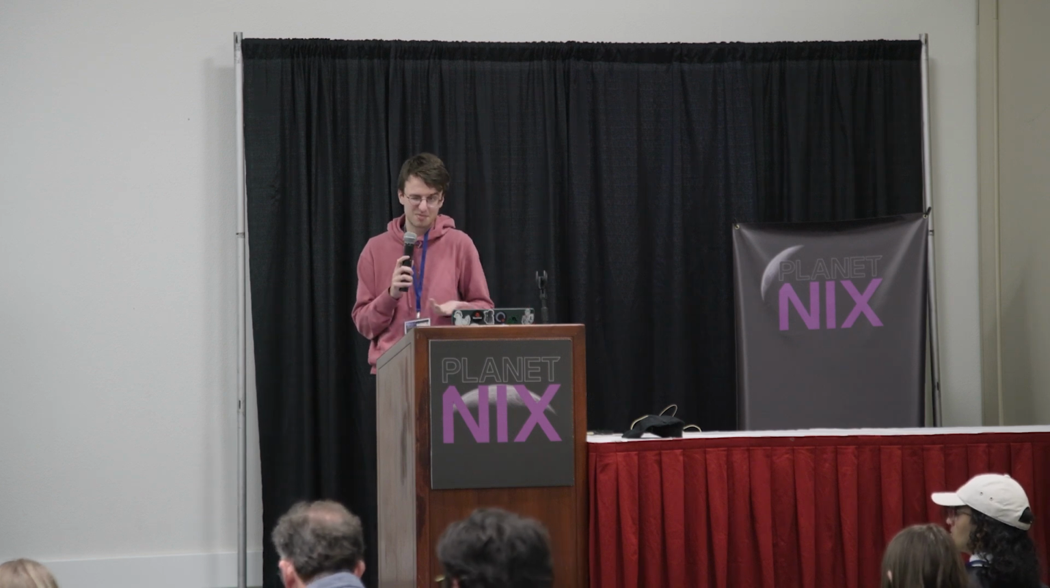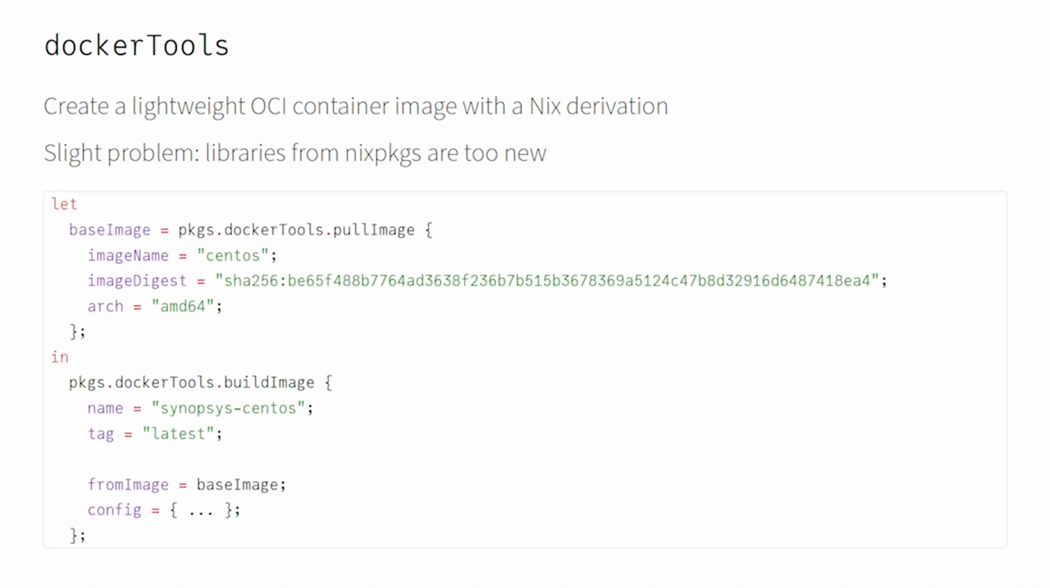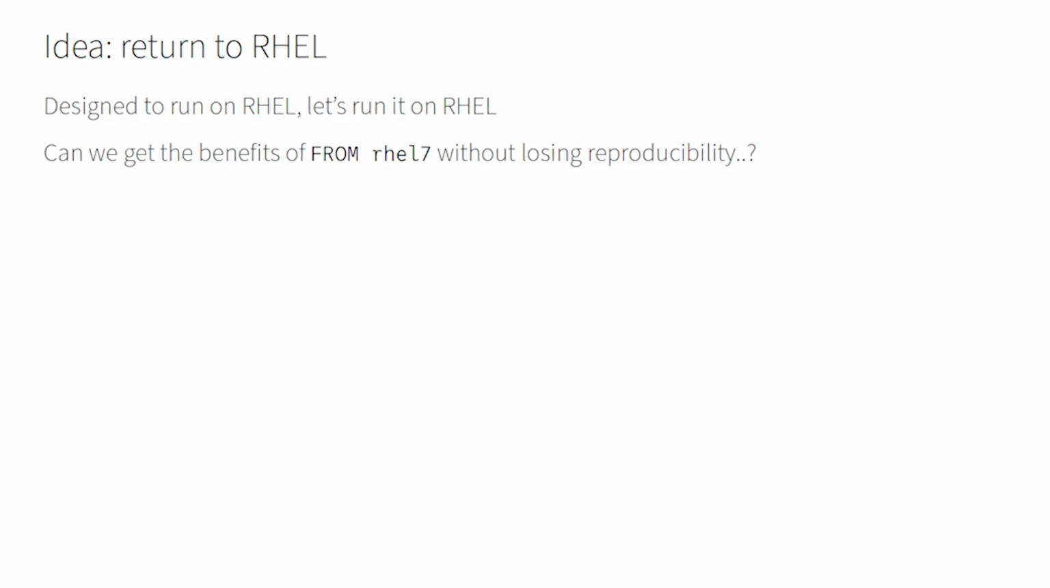So the kind of maybe obvious next step in logic is, okay, let's use Docker. We don't need full virtualization. We don't need a VM. I'm alluding to the title of the talk. But can we get the benefits of a RHEL 7 base image without losing reproducibility? And you may say, yes, we can. It's dockerTools. Yes, dockerTools is making its appearance.